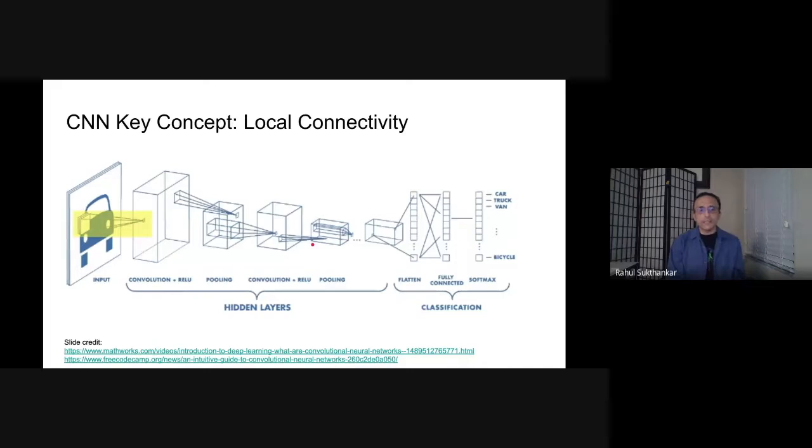So in particular, what makes a CNN different than a regular fully connected network, one concept is this notion of local connectivity. So if you look at a neuron in one of the convolutional layers, it's not connected to every pixel in the image. It's only connected to the pixels in a specific patch. Can someone out there say why that might be a good idea?